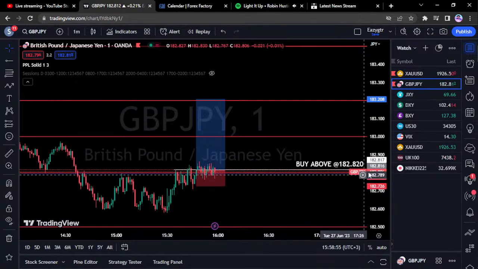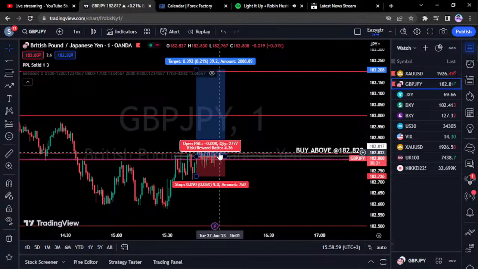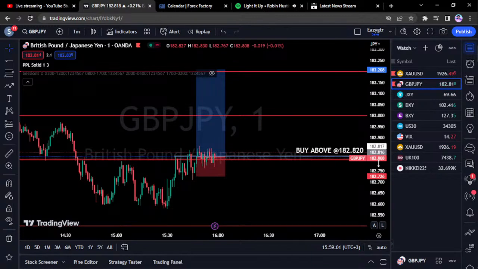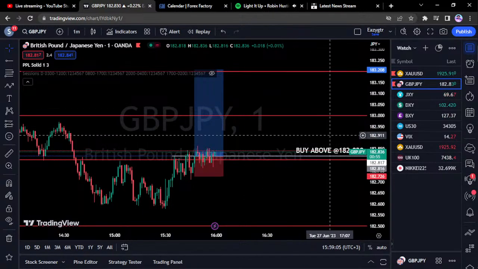It's not over till it's over. Price hasn't stopped us out yet. Still dancing within this range.